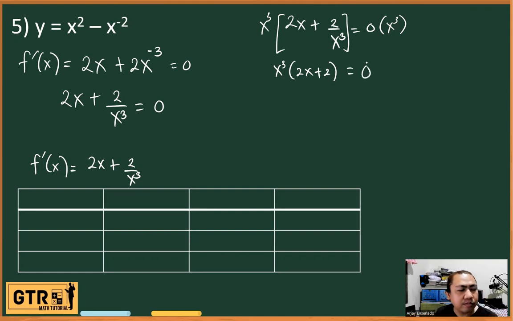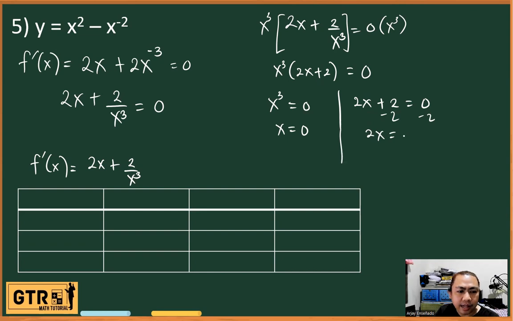Okay, so now equate each factor to 0. So x cubed equals 0 and then 2x plus 2 equals 0. So x cubed equals 0, take the cube root of both sides. So therefore x is still 0. So 2x plus 2 equals 0, subtract 2 to both sides, 2x equals negative 2 and divide both sides by 2. So therefore, x is equal to negative 1. So the critical numbers are 0 and negative 1.